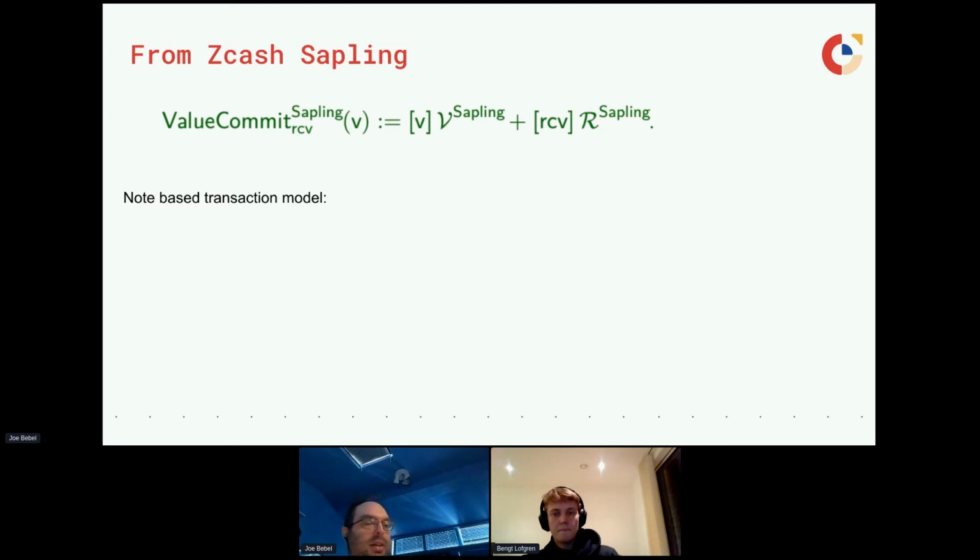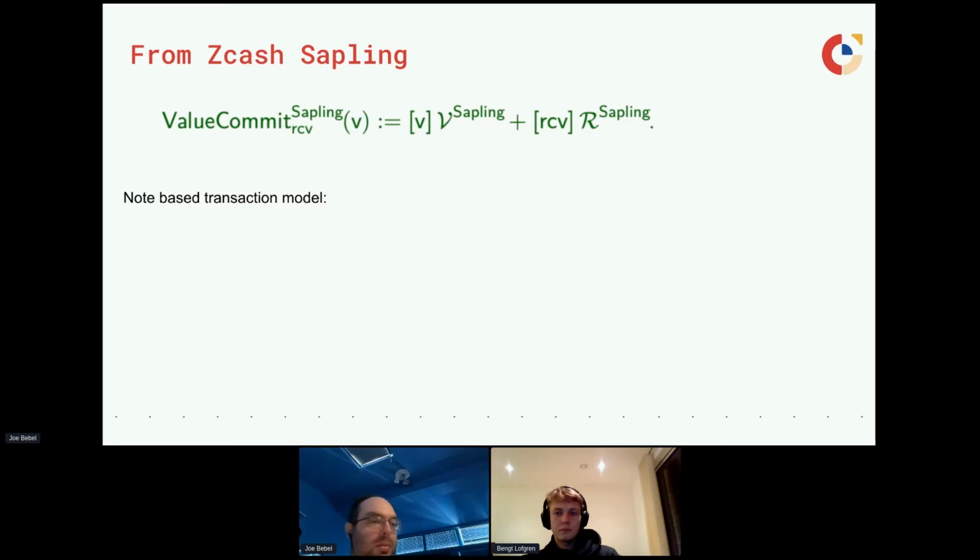I took this equation from the Zcash protocol specification, and I want to share it first because this is probably the most significant change in the Sapling upgrade for our context, which is using this notion of a homomorphic value commitment.